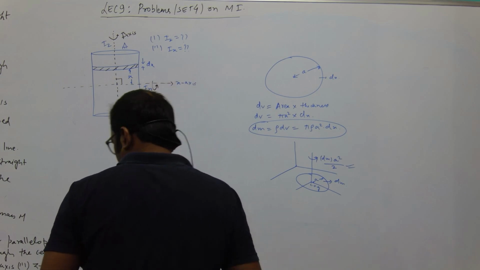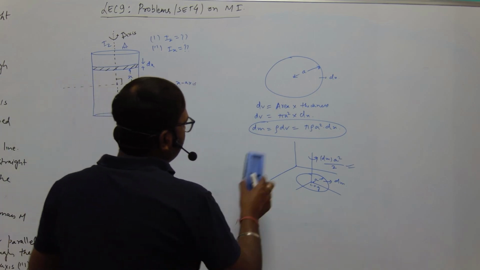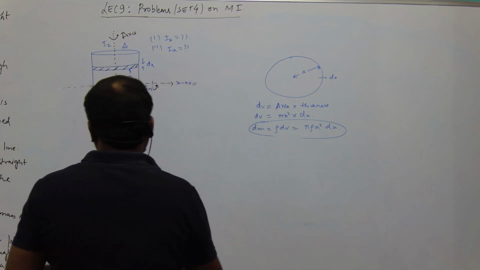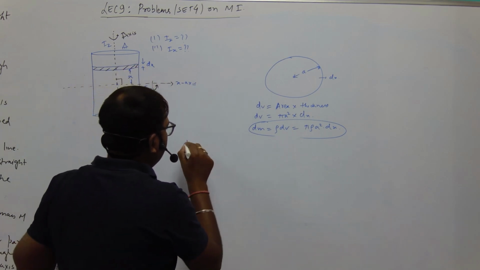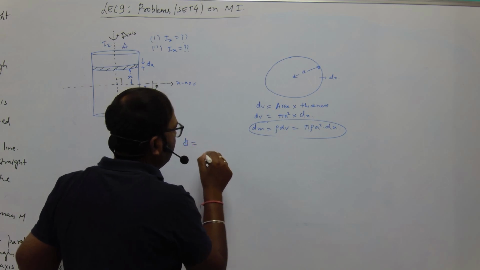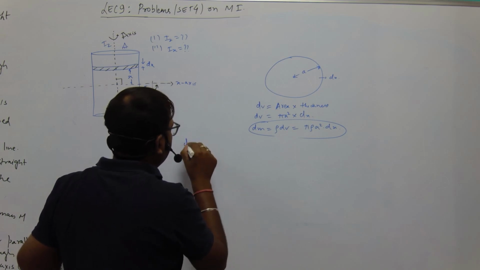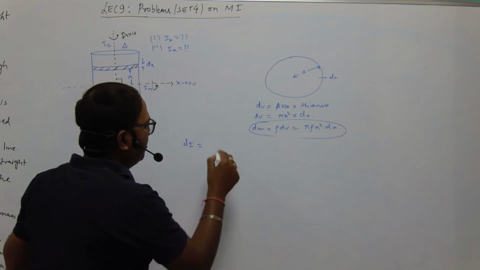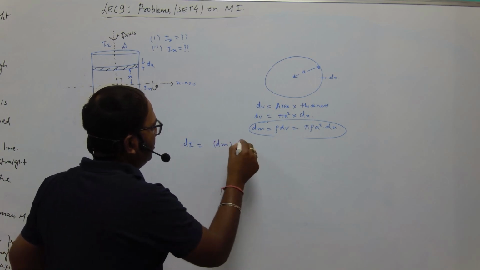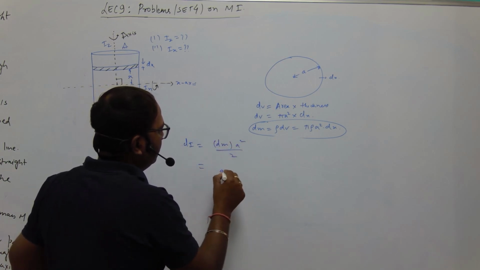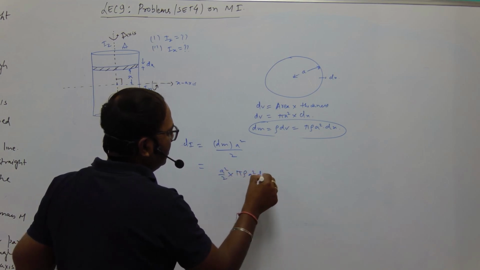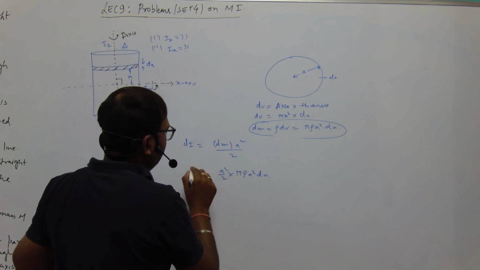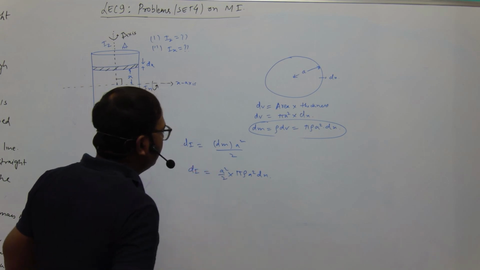So we have the moment of inertia of this elemental disk. So we have dI is equal to dm into a square upon 2. So this is equal to a square by 2 into dm, and dm is pi rho a square dx. This is our dI. What will be the limit on this x?